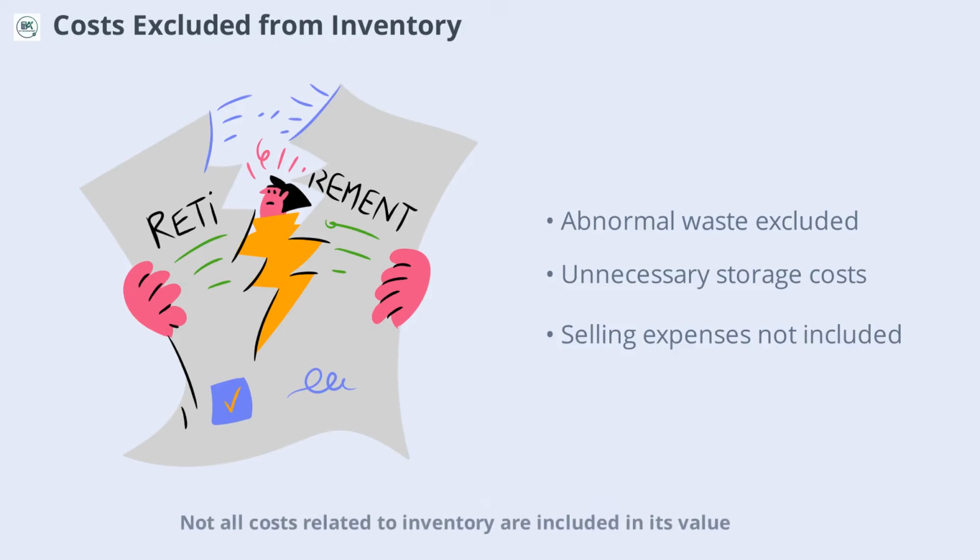Not all costs related to inventory are included in its value. IAS 2 specifically excludes certain costs such as abnormal waste of materials or labor, storage costs not necessary for production, administrative overheads unrelated to production, and selling or distribution expenses. These costs are recognized as expenses in the period they are incurred, rather than being capitalized as part of inventory. This distinction ensures that only relevant costs are included in inventory valuation.